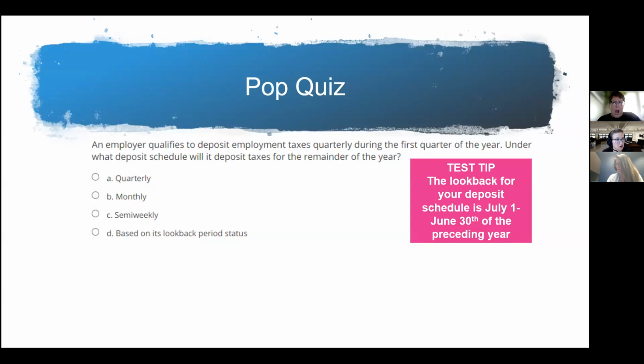So I'm going to give you a pop quiz to start with. If an employer qualifies to deposit employment taxes quarterly during the first quarter of the year, under what deposit schedule will the deposit tax for the remainder of the year?